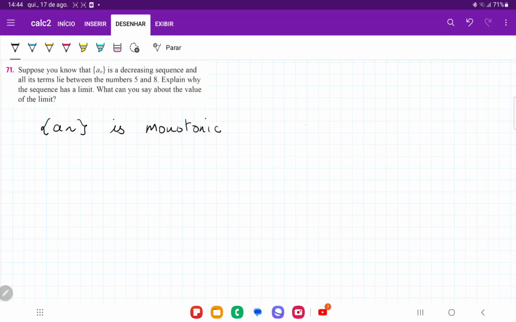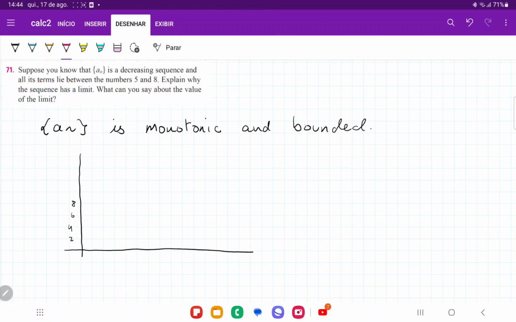And we know that it lies between the numbers 5 and 8. So it means that there's an upper bound and a lower bound, right? So we can say that an is monotonic and bounded. So we don't know what an looks like, right? That's 2, 4, 6, 8, and so on. We don't know what the terms look like.